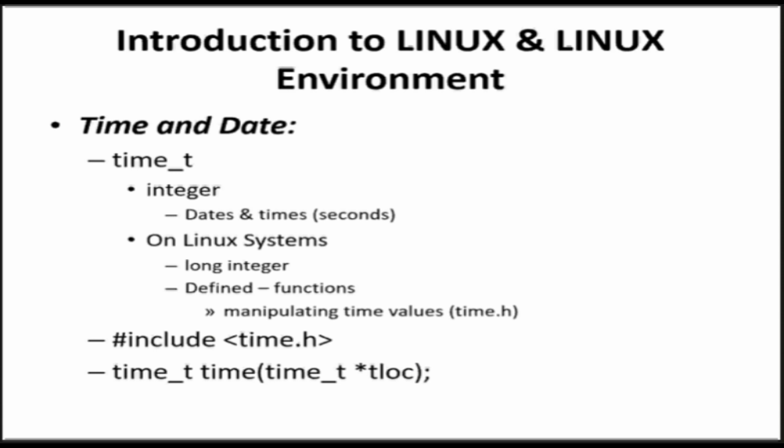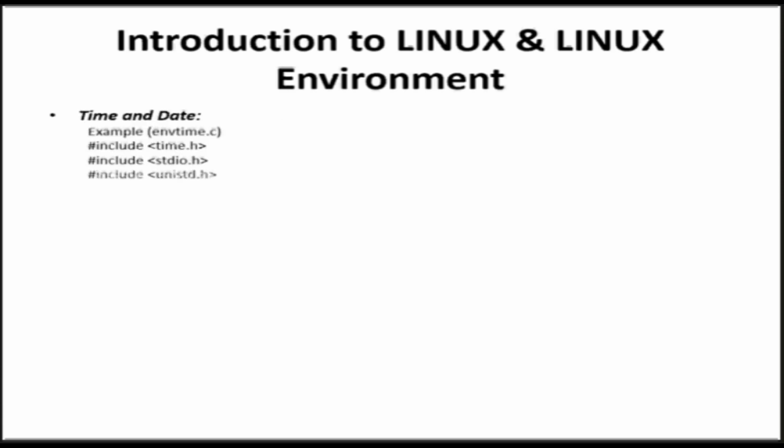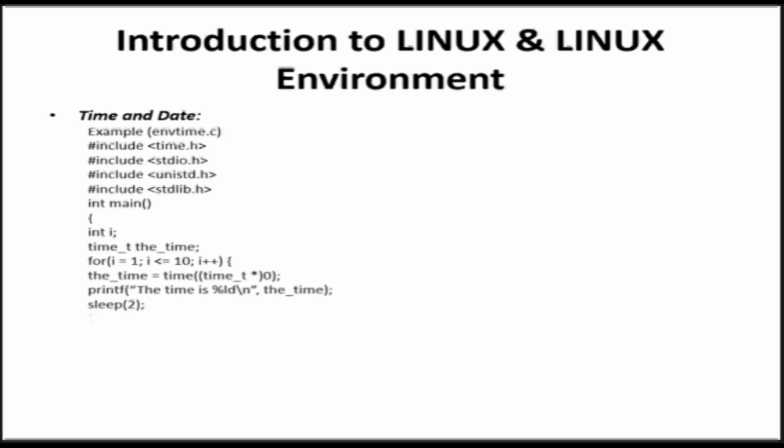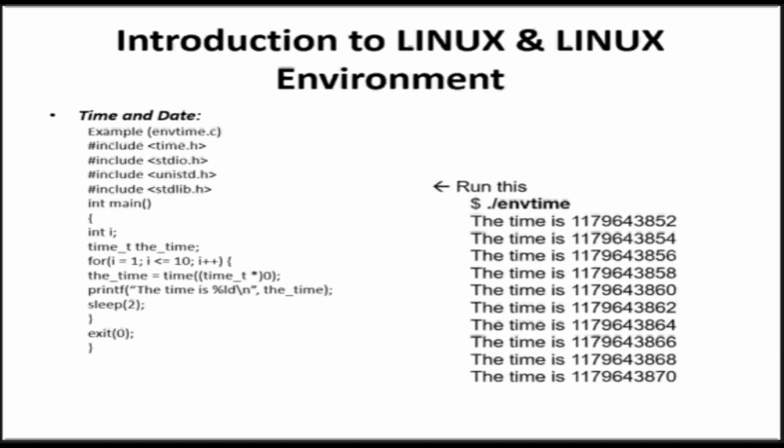pointer. The example program for the time function, which calls the time function with a null pointer argument. It returns the time and date as number of seconds. The program sleeps for 2 seconds and repeats the call to the time function for a total of 10 times, as the loop is with 10 times. When I run this program, the output will be shown on the screen.